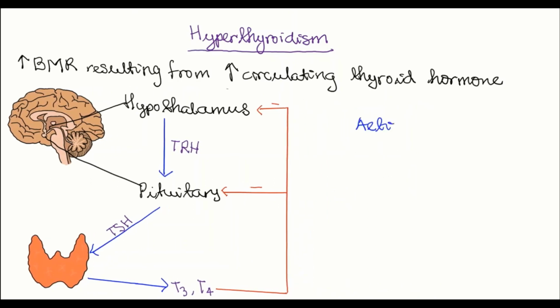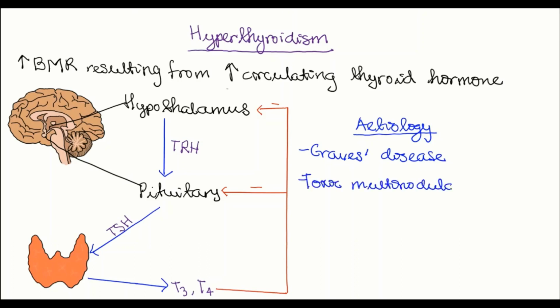What are the causes of hyperthyroidism? First off, we have Graves' disease. Graves' disease is the commonest cause of hyperthyroidism. It is an autoimmune disease, and as such, it is more common in women. In this disease, the body produces antibodies to the thyroid peroxidase or thyroglobulin or TSH receptors, ultimately making the thyroid gland produce more hormones. Next, we have toxic multinodular goiter.